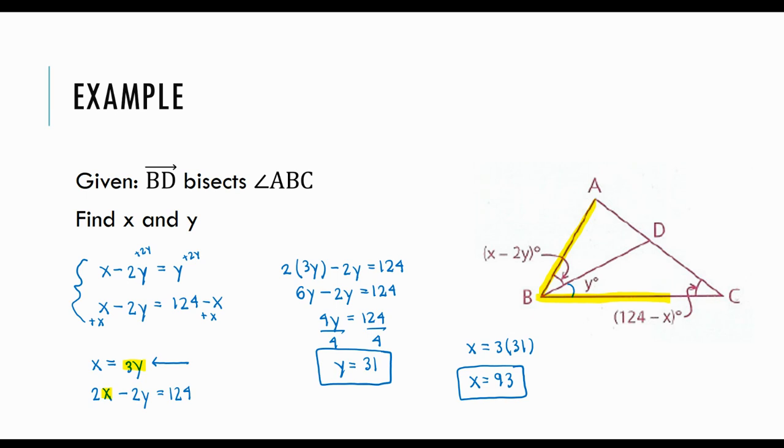If I plugged in 31 for y and 93 in for x, am I going to get angles that are positive? So if I plugged that in up here, 93 minus 2 times 31, well, 2 times 31 is 62. 62 is smaller than 93, so that will give me a positive angle. Obviously, plugging in 31 here is going to stay positive, so that checks out. If I plug x in over here, well, 124 minus 93, I'm going to get a positive number. So we're good.